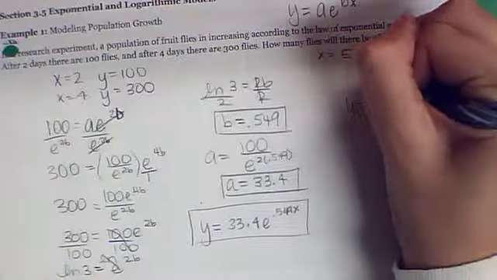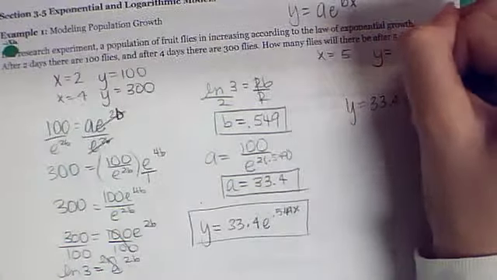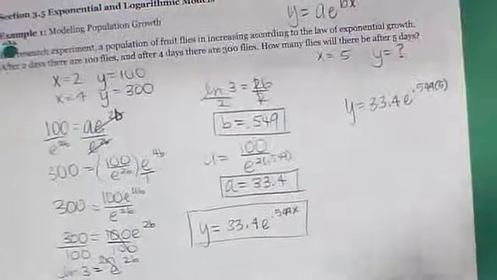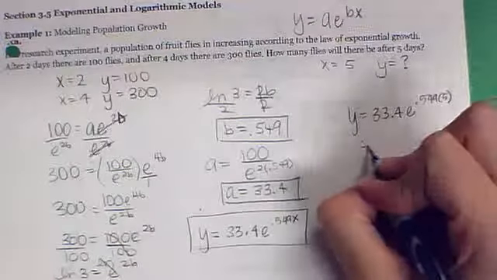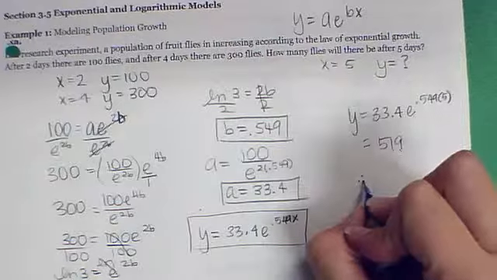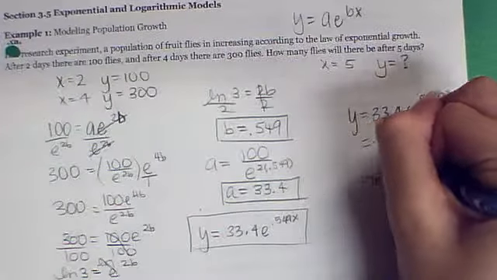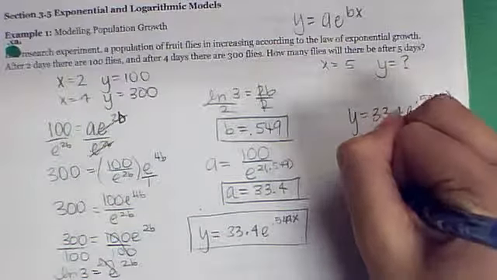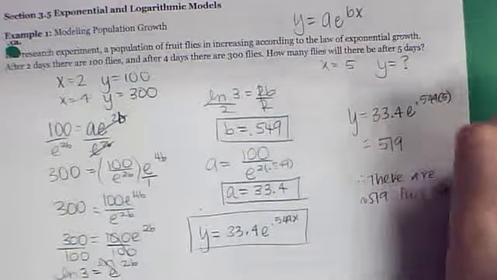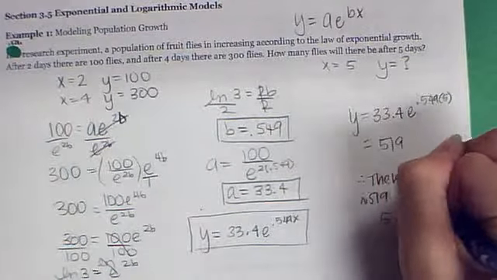So I'm going to say y equals 33.4 e to the 0.549 times 5. If I put all of that in my calculator, I will get that y equals 519. Therefore, there are about 519 flies after 5 days.